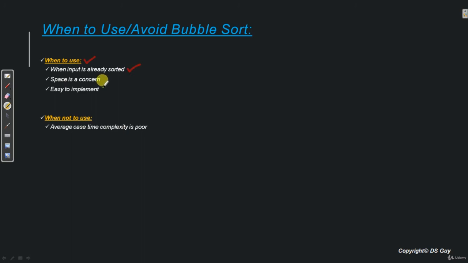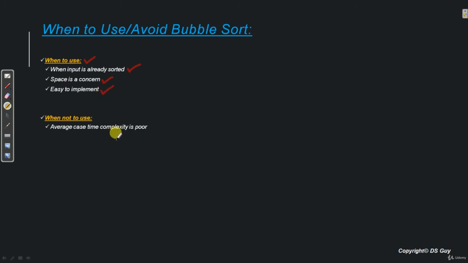Secondly, if space is a concern, in that case also we use bubble sort because bubble sort does not use any extra space. And the third reason is bubble sort is extremely easy to implement. So if our data set is small, we should be using bubble sort.